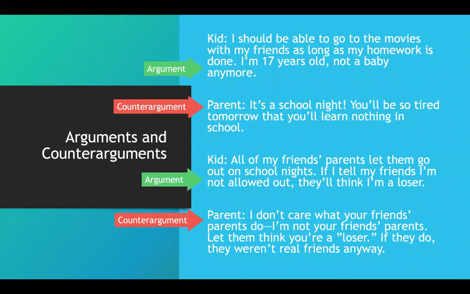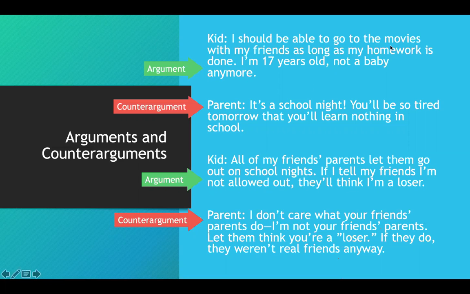The child comes back with an argument. All of my friends' parents let them go out on school nights. If I tell my friends I'm not allowed out, they'll think I'm a loser. And then the parent comes back with the counter argument. I don't care what your friends' parents do. I'm not your friends' parents. Let them think you're a loser. If they do, they weren't real friends anyway.